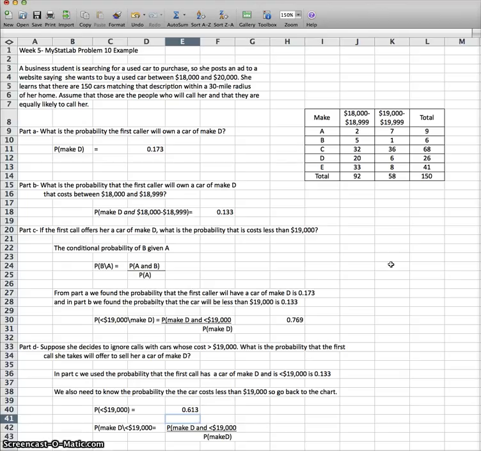Now we can finish up this problem by taking our 0.133 probability that it's a make D less than 19,000, and also the 0.613 that the car is under 19,000, and we'll say equals 0.133 divided by 0.613, and we get the answer there at 0.217.